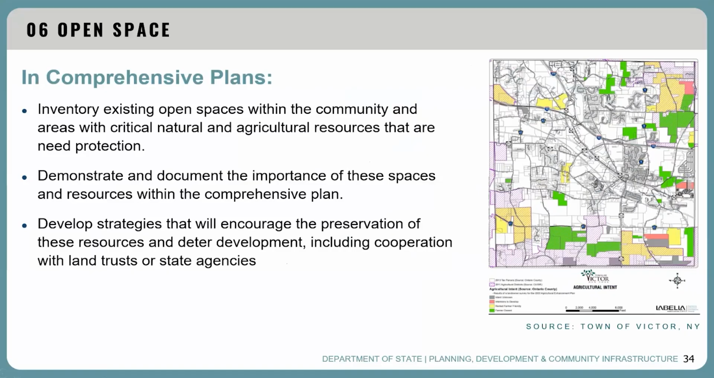Comprehensive plans can also analyze programs at the local, state, and national level that could be leveraged to support natural resource protection efforts. The image on the right is from the town of Victor. As part of their comprehensive plan, the town investigated the uses and ownership status of active agricultural lands to better understand the state and needs of the farm community.